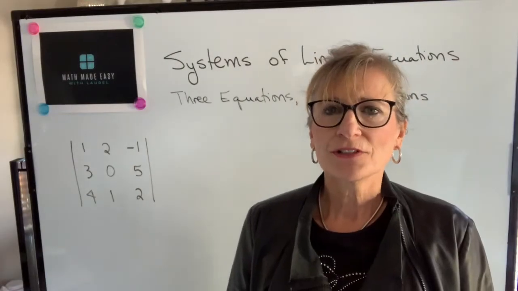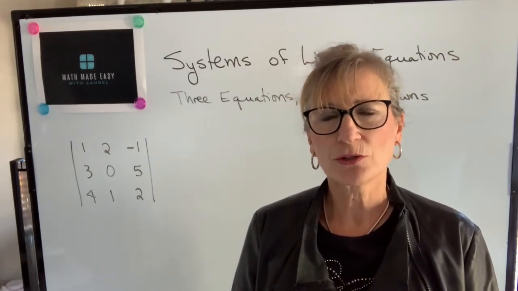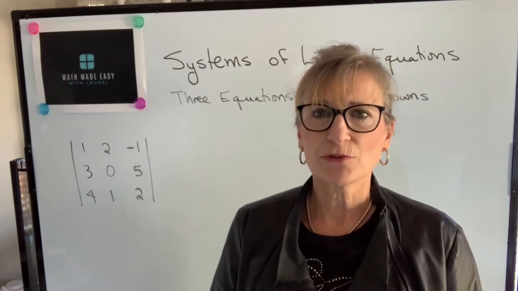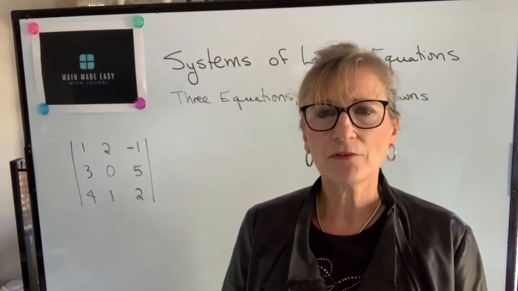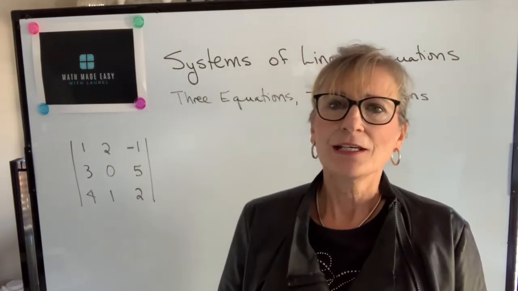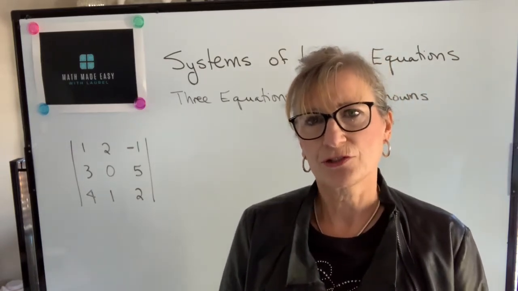We've already learned how to solve systems of two equations, two unknowns, using determinants. And we used Cramer's rule for doing that. And if you haven't taken a look at that video, I recommend that you do that first. We're going to apply the same rule with three equations.